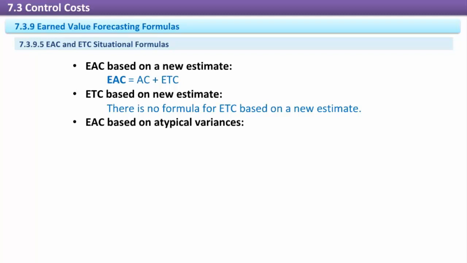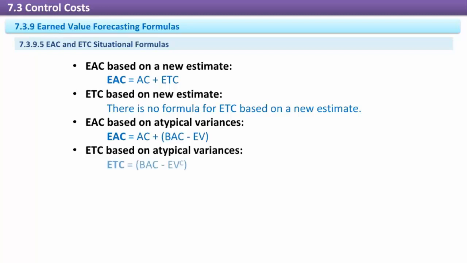EAC based on atypical variances. If the variances are not expected to reoccur, then the alternative EAC formula is the actual cost plus the budgeted cost to complete the rest of the project. EAC = AC + BAC - EV. ETC based on atypical variances. This alternate ETC formula uses cumulative earned value. ETC = BAC - EVc.